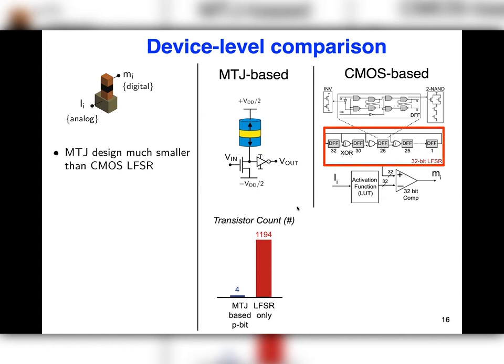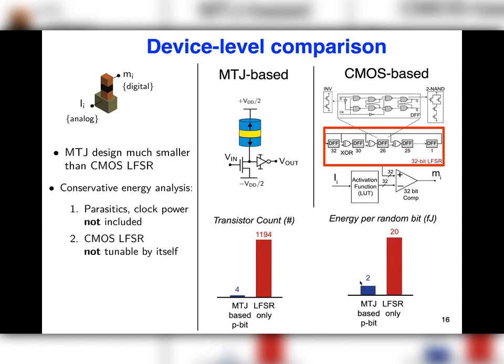And of course, the related power consumption increases. Here's a very conservative analysis that shows at least an order of magnitude difference. The reason in generating a random number, the LFSR is at least 10x greater than the p-bit. Now, the reason I said it's conservative is because no parasitics, no clock power, no clock routing, anything is included in that analysis. In fact, we didn't even include the 10H or the comparator powers. So it's likely that you pay much more to generate a random bit compared to the MTJ.